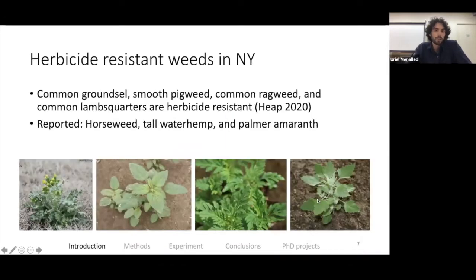And in New York, herbicide resistance is a real issue. There are 4 weeds which are officially defined as herbicide resistant, and they're common groundsel, smooth pigweed, common ragweed, and common lamb's quarters. However, there is reported herbicide resistance in horseweed, tall waterhemp, and Palmer amaranth. And these are pretty common weeds in New York. And so the fact that there's herbicide resistance in these species shows that it's a real problem here in our state.